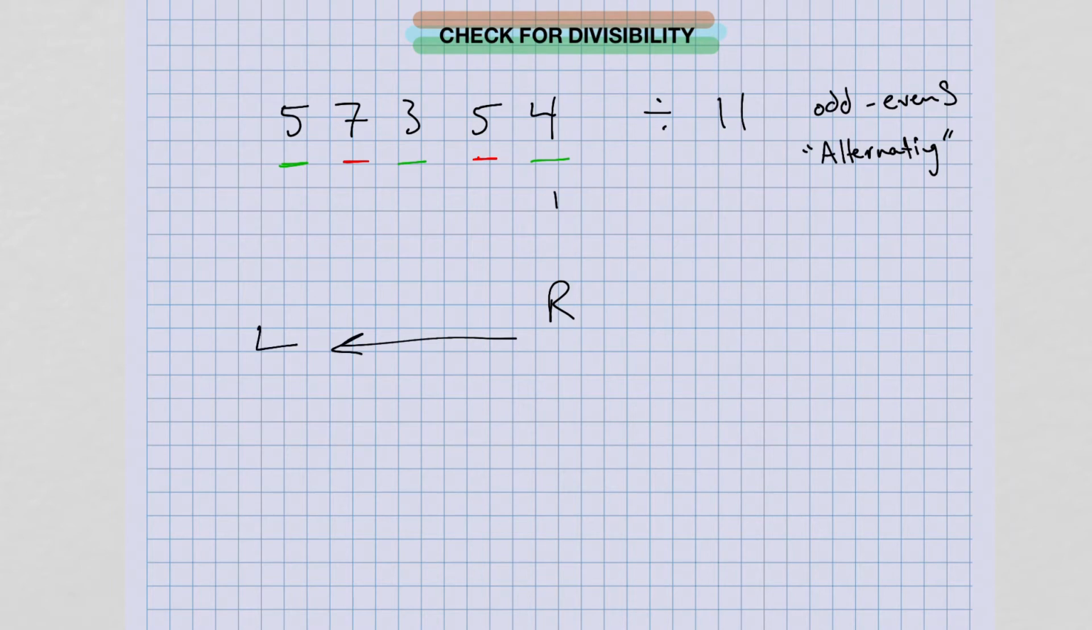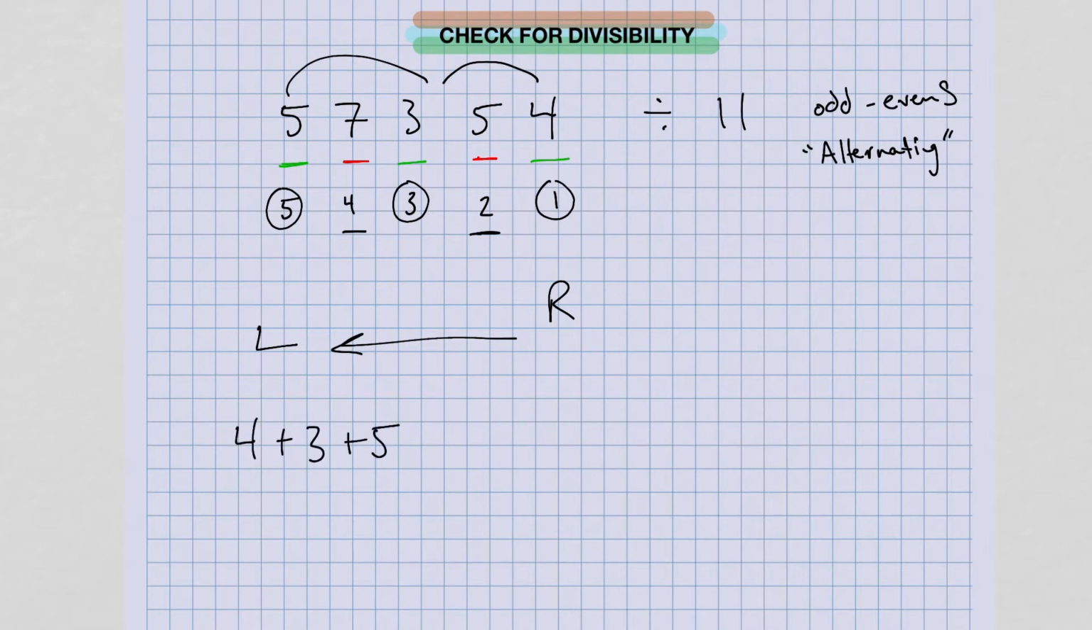This is the first digit. This is the second. This is the third. This is the fourth. This is the fifth. Here are the odds: 1, 3, 5. Here are the evens: 2 and 4. So we're going to take the odd-position digits, 4, 3, and 5. So 4 plus 3 plus 5, there are the odds. We're going to subtract the evens, 5 plus 7. 4, 3, and 5 give us 12. 5 and 7 give us 12. We get our answer as 0.